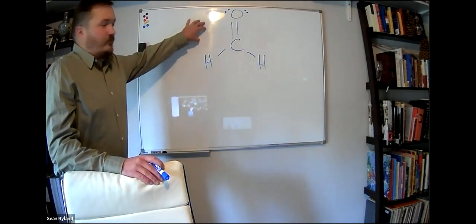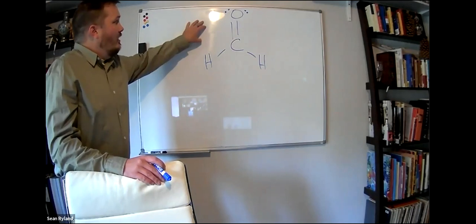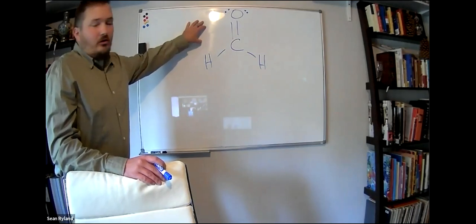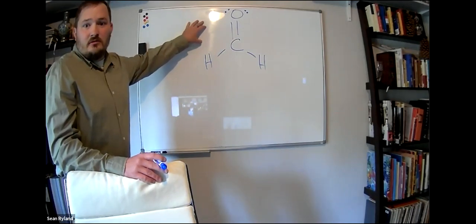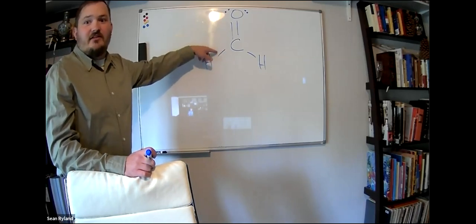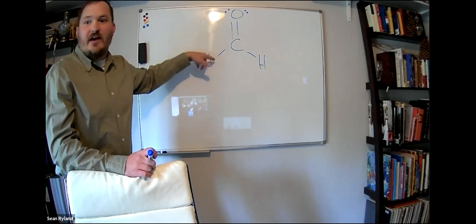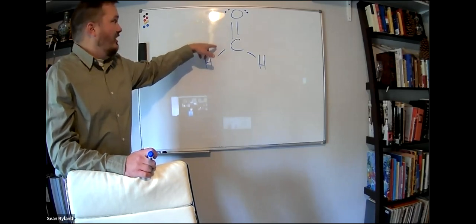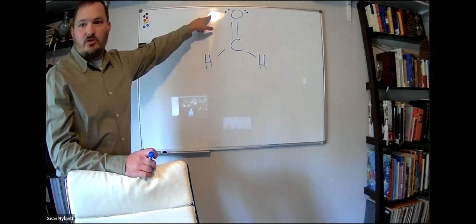This is good old formaldehyde. Does it have a polar bond? Yeah, between the carbon and the oxygen. The fact that there's a pi bond does not change the fact that it's polar. Oxygen's still more electronegative, and so the oxygen still will pull the electrons towards itself more.